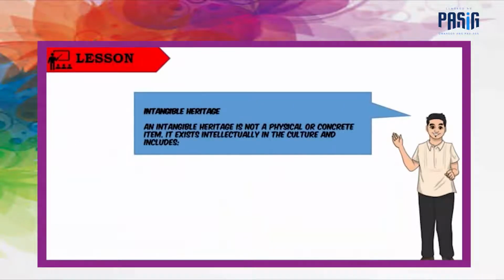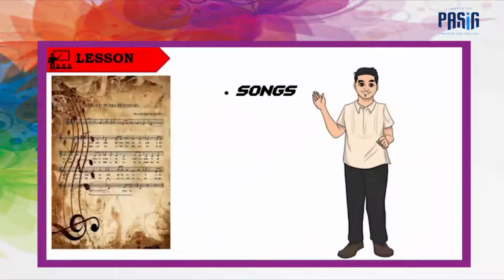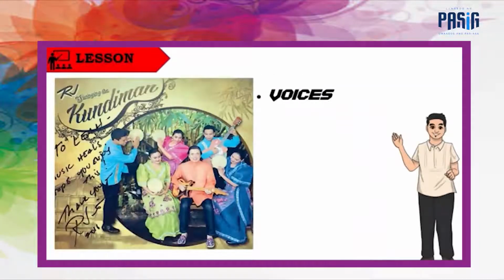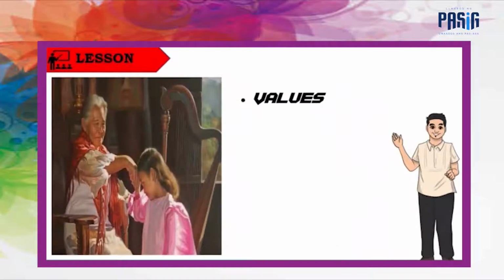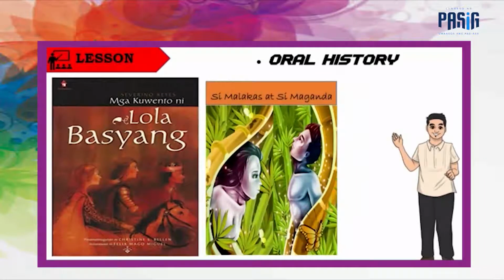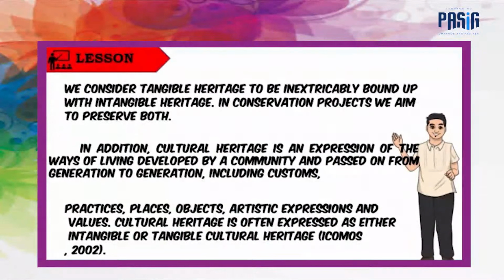Meanwhile, intangible heritage is not a physical or concrete item. It exists intellectually in the culture that includes songs, myths, voices, values, traditions, oral history. We consider tangible heritage to be inextricably bound up with intangible heritage. In conservation projects, we aim to preserve both.